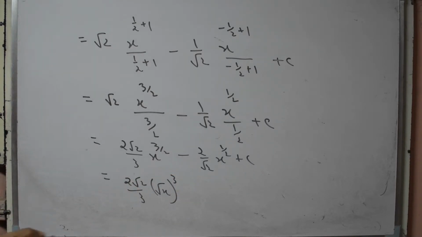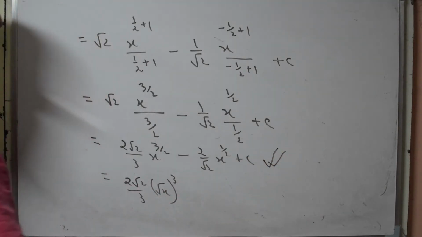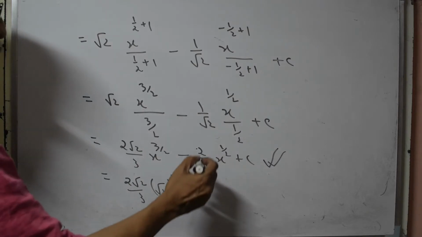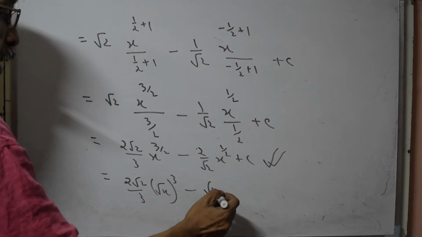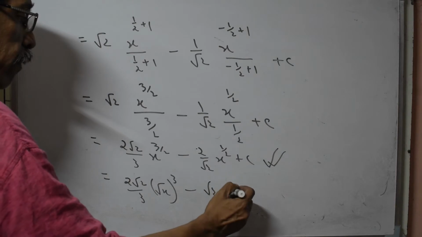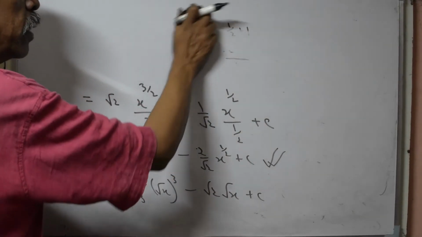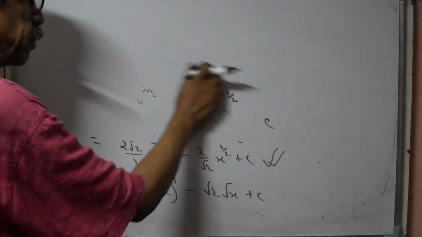This way we can write. If you leave the answer here, it is also correct, but we can write one more, because 2 by root 2 we can write, cancelling the root 2 in the denominator, we will get only root 2 and x to the power half. So this type of answer we are finding in this case. Therefore, this is a type of problem in integration of algebra.